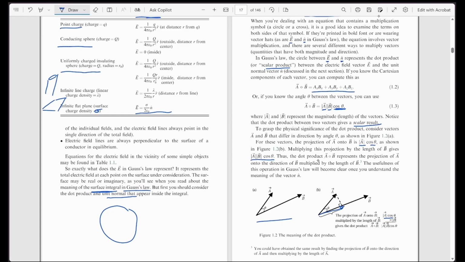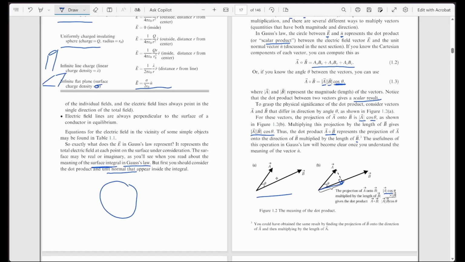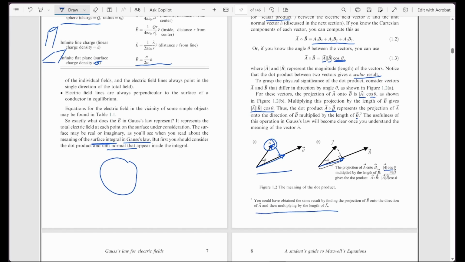Thus, the dot product A dot B represents the projection of A onto the direction of B multiplied by the length of B. The usefulness of this operation in Gauss's law will become clear once you understand the meaning of the vector n. We'll talk about that in just a couple minutes. You could also say it's the projection of B on A times the magnitude of A. This is what they're saying in here.